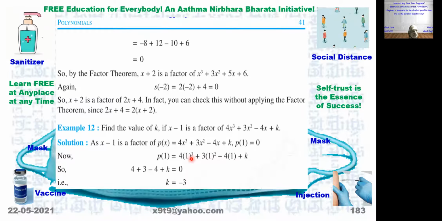So this will give 4 into 1, which is 4, 3 into 1, which will be 3, minus 4 into 1 is minus 4, plus k will be k. This should be 0. So 4 and minus 4 will cancel. 3, when it comes to the other side, becomes minus 3. So k becomes minus 3. So we can say the value of k is minus 3 when x minus 1 is a factor of the given polynomial 4x cube plus 3x square minus 4x plus k. This k has to be minus 3.